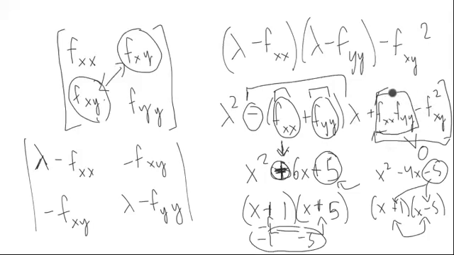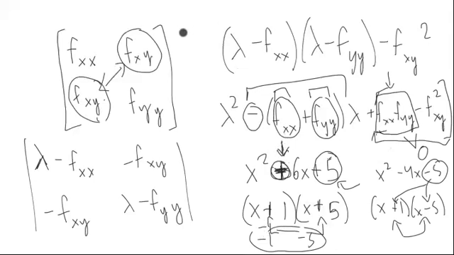So this has to be positive, but in order for this to be positive, fxx and fyy have to have the exact same sign. So that means either they're both positive or both negative. If they're both positive, then that means negative here, which means positive roots.